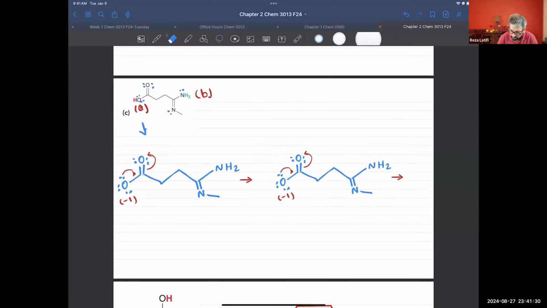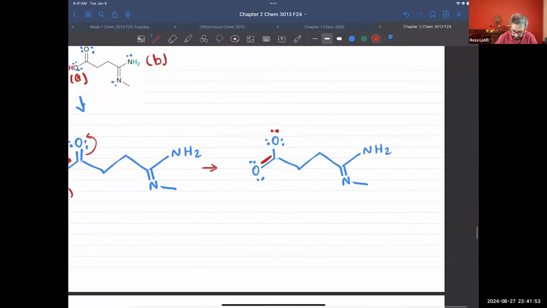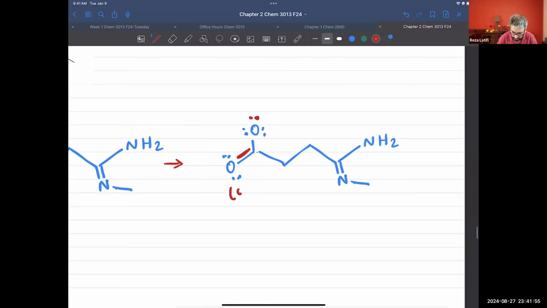Okay. So if I share the lone pair, that lone pair is gone now. And we're going to break the double bond and put the double bond here. That oxygen, we're going to give it a lone pair. Now, this oxygen will have 0 formal charge, and that one is -1.